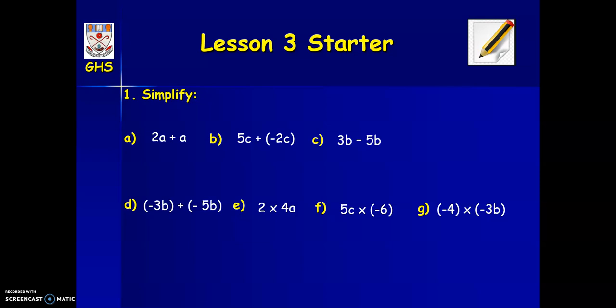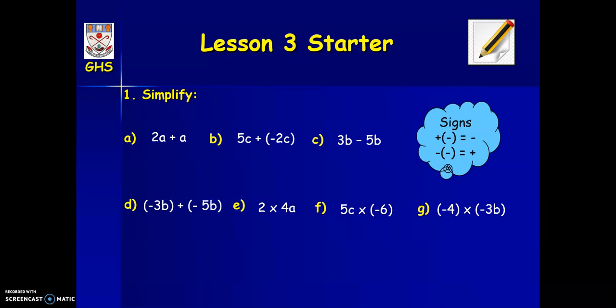Okay, let's have a look at the questions. So when we're doing these questions, we need to remember our rules with signs. If we want to add a negative, remember that's just the same as subtract. If we want to subtract a negative, that's the same as add. When we're multiplying a positive with a negative, overall we get a negative. And when we're multiplying a negative with a negative, overall we get a positive.